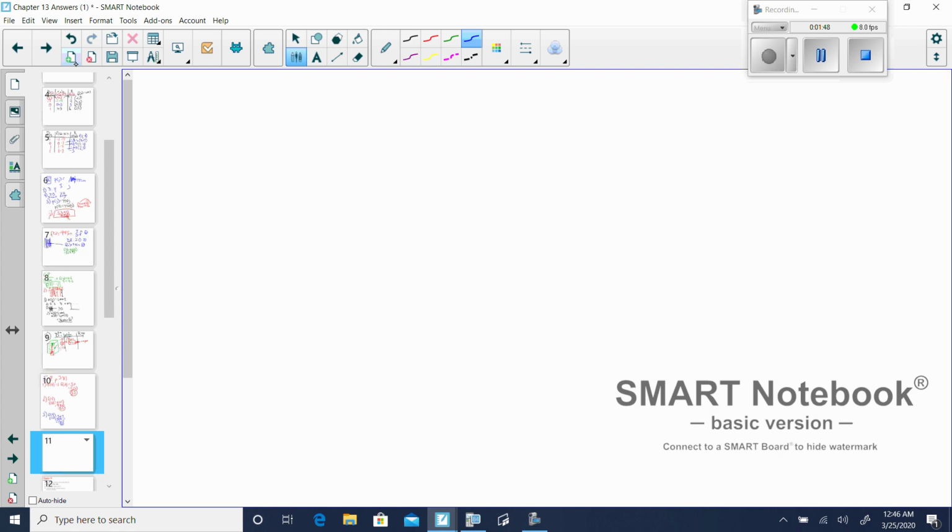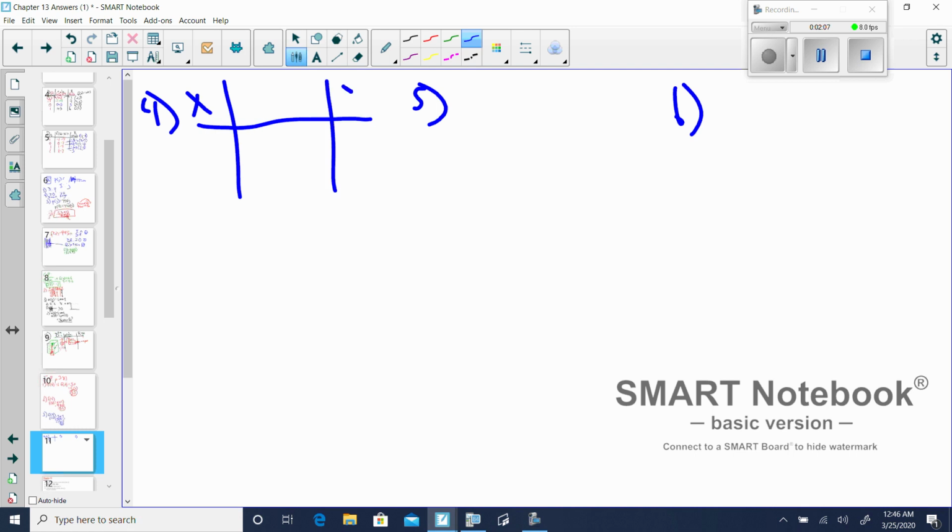Right, next we have: choose 4 values of x to make a function table for each function, then state the domain and range of the function. All right, so we have 4, 5, and 6. So we have x, f of x, and I give you your rule. 6x minus 4. I said to go ahead and choose 4 values. You can do -2, -1, 0, 1. Or you can do, let's see, what do we have? 5 minus 2x.